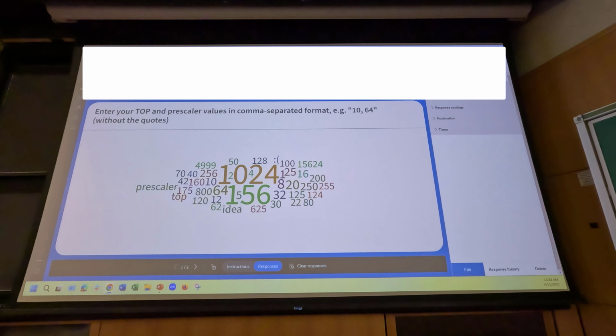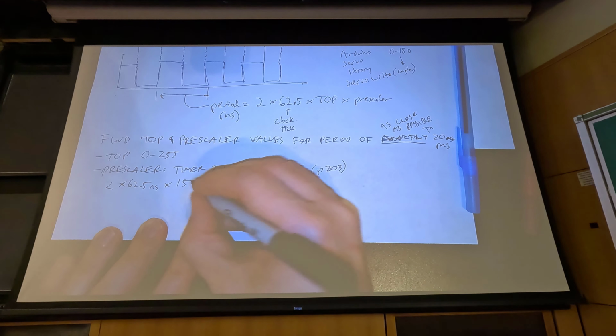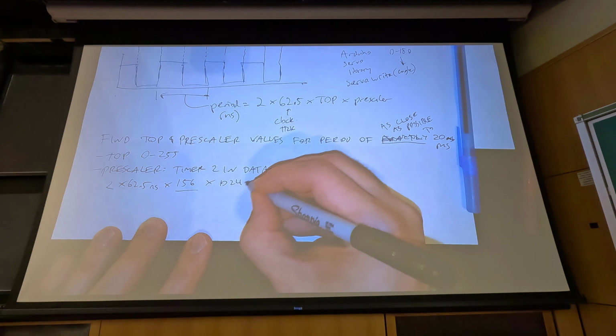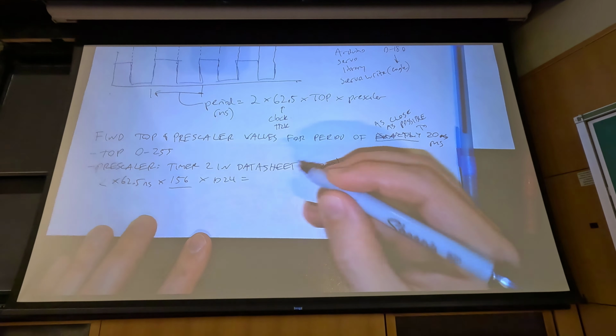okay, so if you multiply out 2 times 62.5 nanoseconds times a top value of 156 times a prescaler of 1024, that gives you a period of, I think, 19,968,000 nanoseconds, which is pretty darn close to 20 milliseconds, okay?